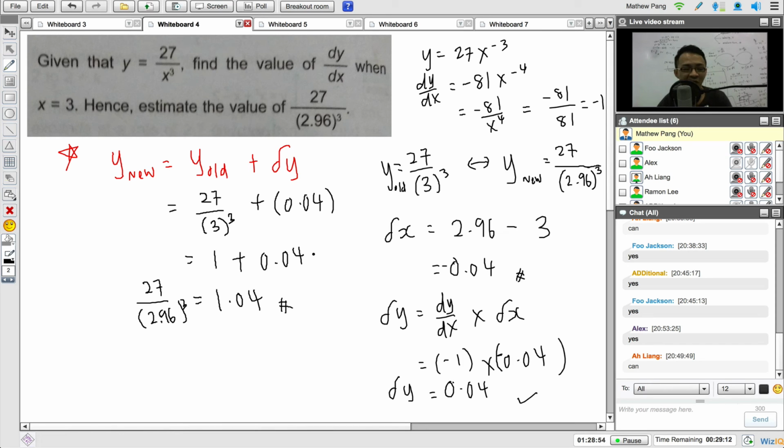So, if you have the calculator with you, please take your calculator and press it yourself. What I want you to press is 27 over 2.96 to the power of 3. I'm not sure whether you can see my calculator or not, but I think it's quite hard for you to see. Yes, do you see that? And then I press equal. You'll find out that I actually get 1.04. Yes, this is how we get 1.04. This is what we call approximation.